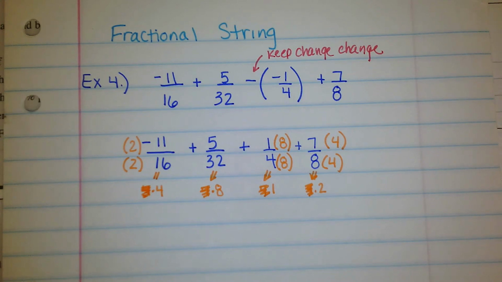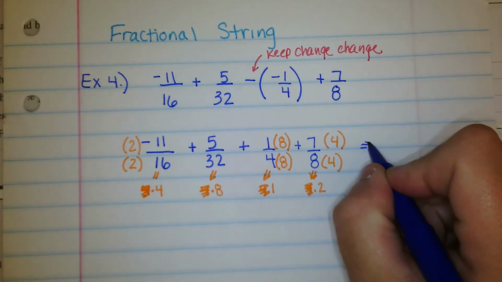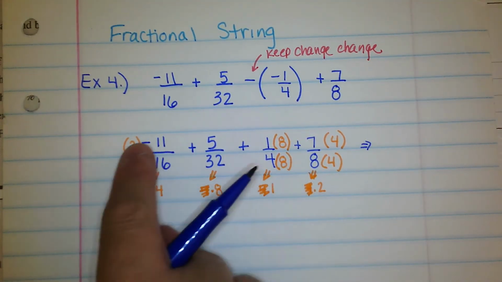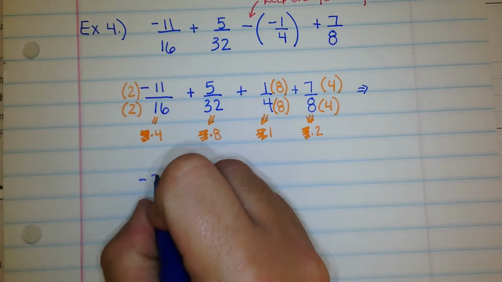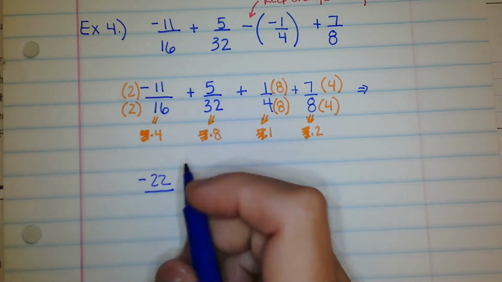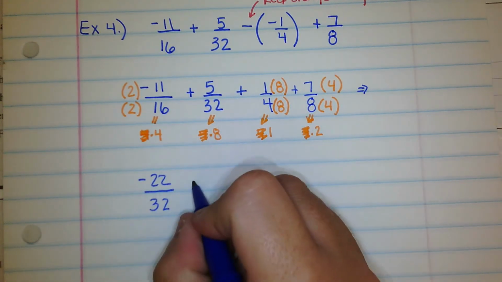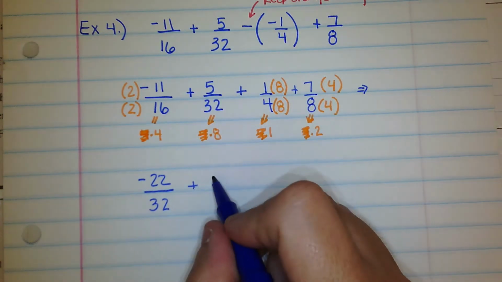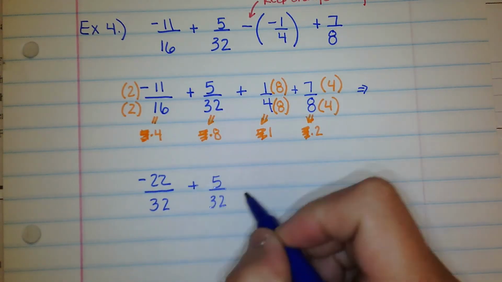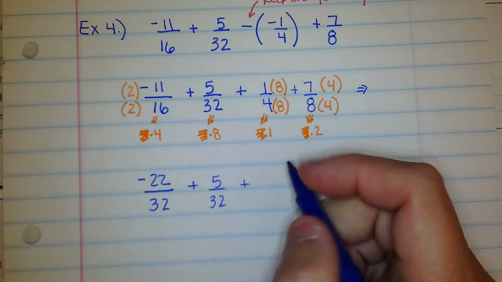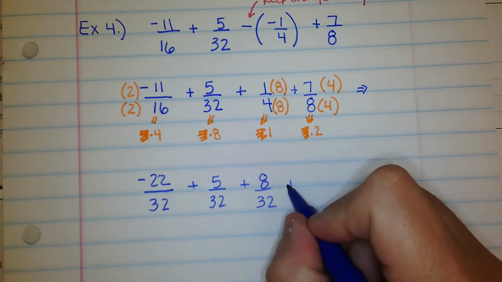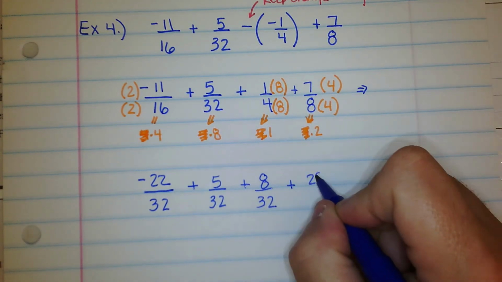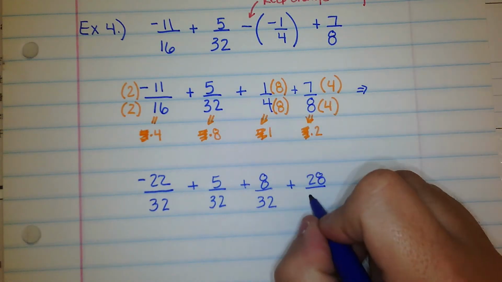The next step, and I need a whole other line for this, again, lots of space, is we're going to rewrite this. This is step 2. We're going to rewrite this by remultiplying and getting our new fraction. So I have 2 times -11, which is -22. 2 times 16 is 32. Plus sign. I don't have anything here, so I'm just going to bring that one down. Plus sign. 1 times 8 is 8, and 4 times 8 is 32. Plus sign. And 7 times 4 is 28, and 8 times 4 is 32.